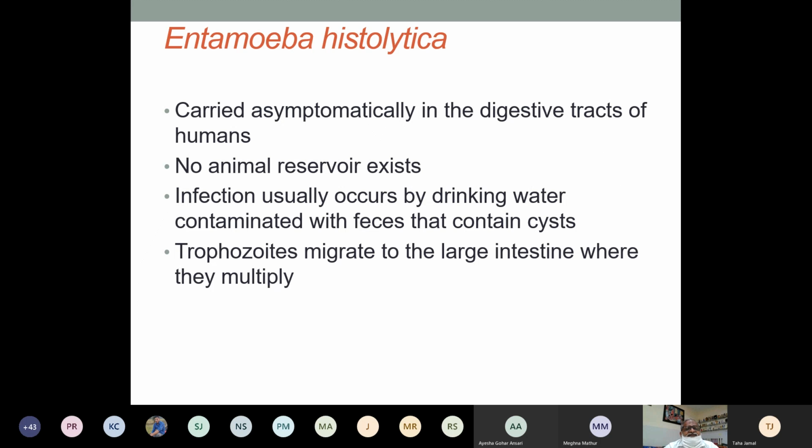It can present as asymptomatic in the digestive tract of humans. At present, no animal reservoir exists in the world. Usual infection or infestation occurs by drinking water contaminated with feces that contain the cyst of the amoeba, and that is typically called the fecal-oral route. The trophozoites migrate to the large intestine where they multiply.